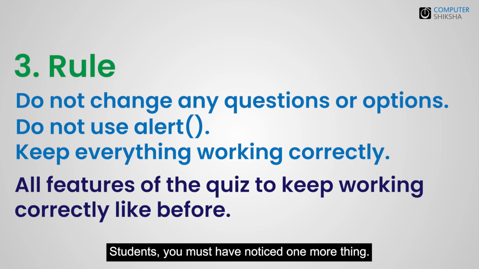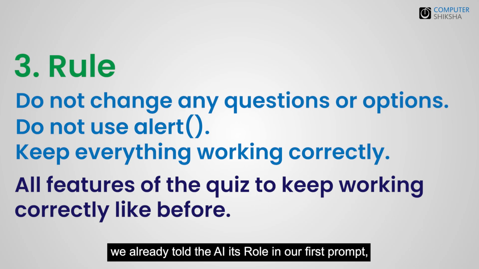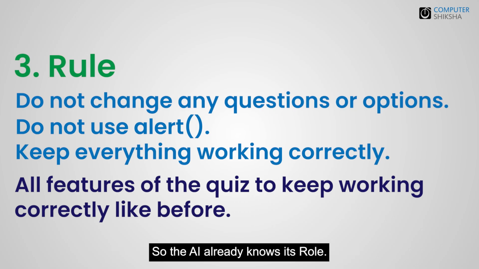Students, you must have noticed one more thing. We have not written role in this prompt too. We have only written task and rules. This is because we already told the AI its role in our first prompt. And that role was act like a web developer. So the AI already knows its role.